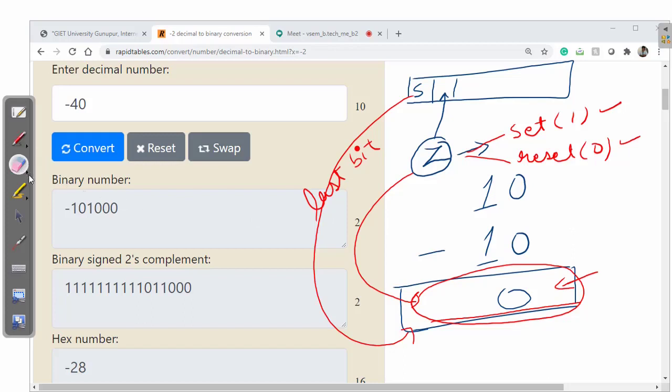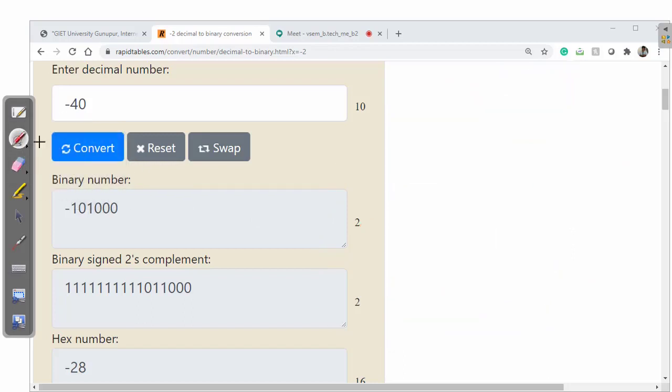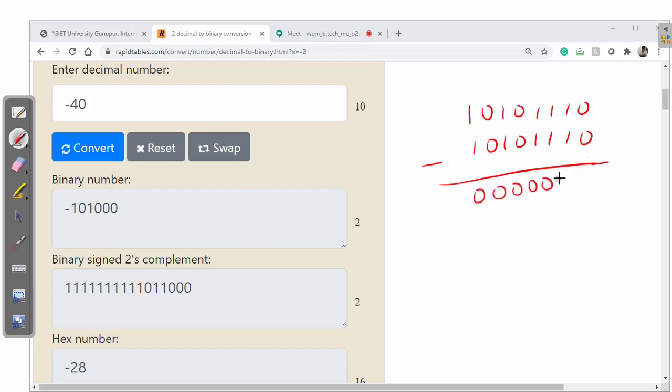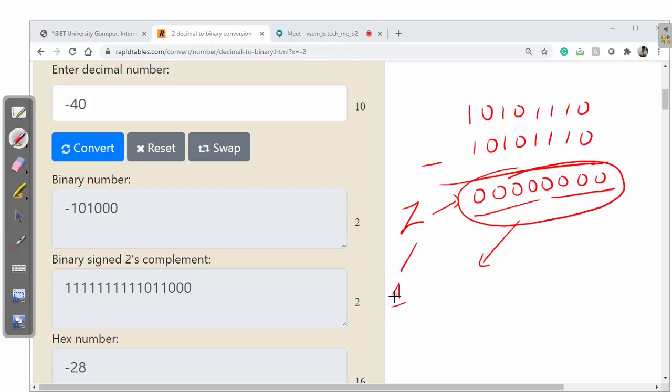If it is not clear, let's take an example. Suppose I have this number, and I have the same number again. If I do subtraction, I'll get the result as all zeros. Am I correct or not? In this case, the zero flag is checking all the bits, and if all the bits are 0, this flag will be set to 1.